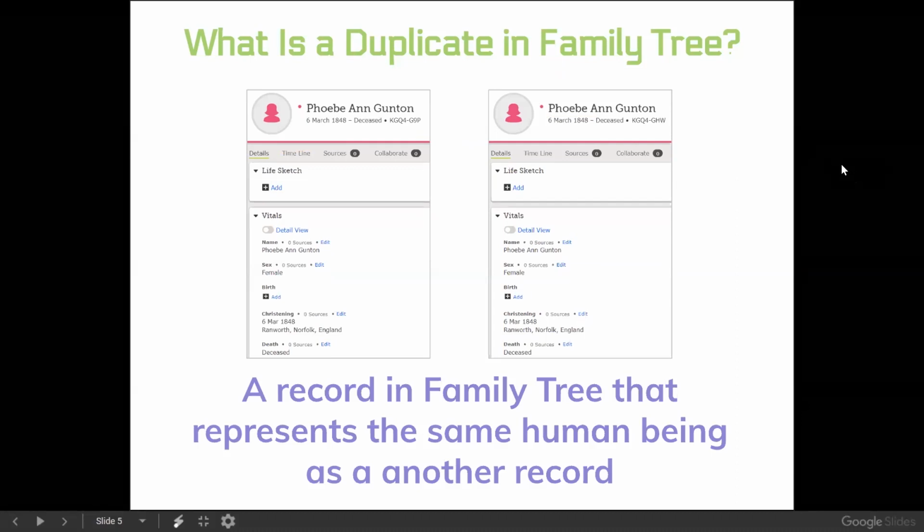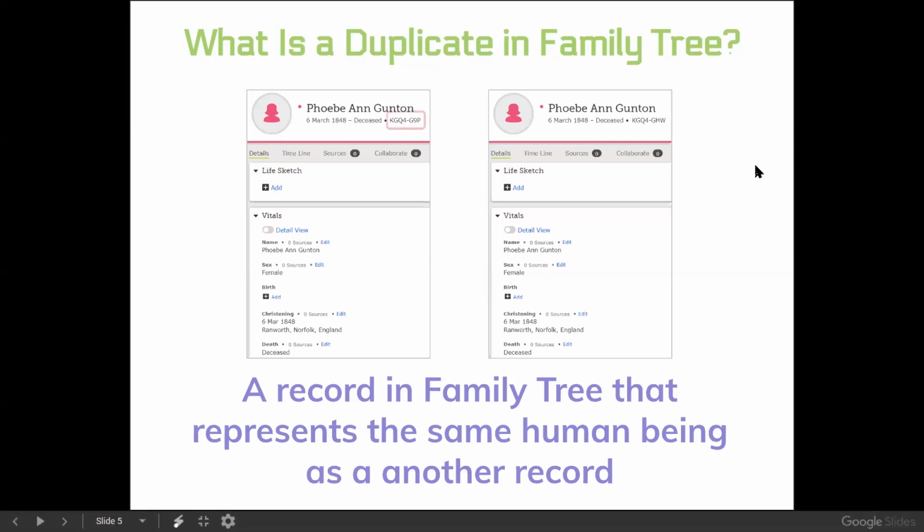So we're looking at a set of duplicates here on the screen for Phoebe Ann Gunton. And you notice that they've got different PIDs. The one on the left ends in G9P. The one on the right ends in GHW. So that indicates that we've got two distinct records in Family Tree.